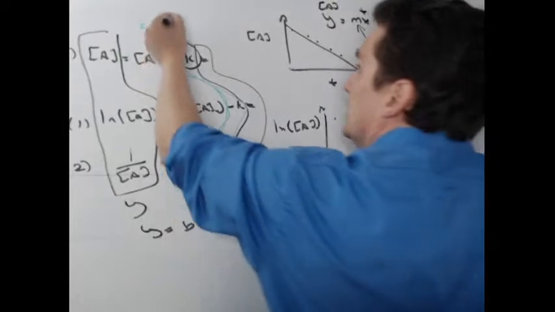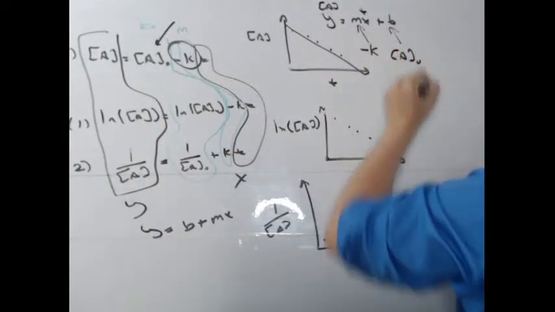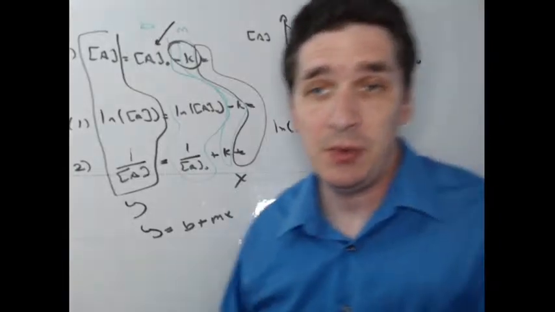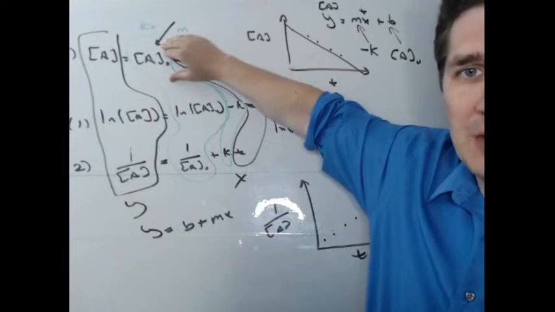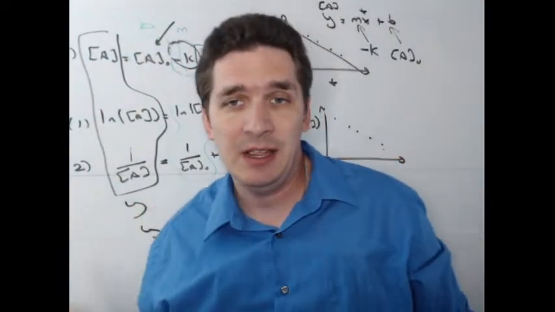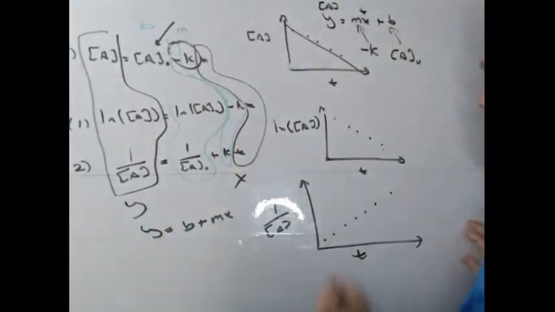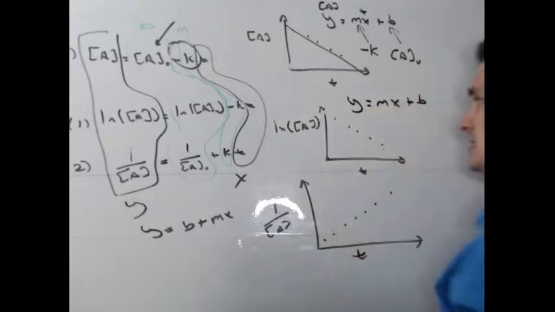We also know that the y-intercept here is the starting concentration. Now there's a way to intuit that. At time equals 0, if you look at the equation up here on the top left, concentration equals starting concentration. For natural log of A versus time, we will still get a y equals mx plus b.